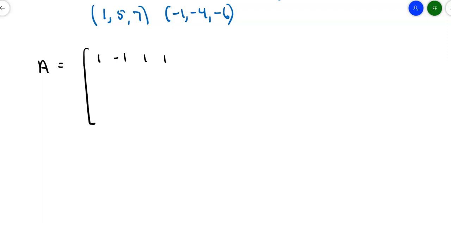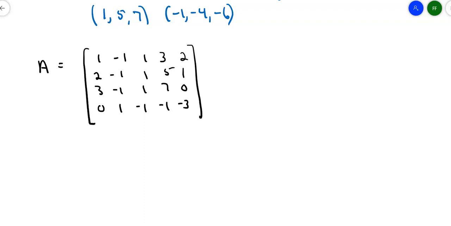1, negative 1, 1, 3, 2. Then I got 2, negative 1, 1, 5, 1. 3, negative 1, 1, 7, 0. And I've got 0, 1, negative 1, negative 1, negative 3. All right, so this matrix has 4 rows and 5 columns, a 4 by 5 matrix.